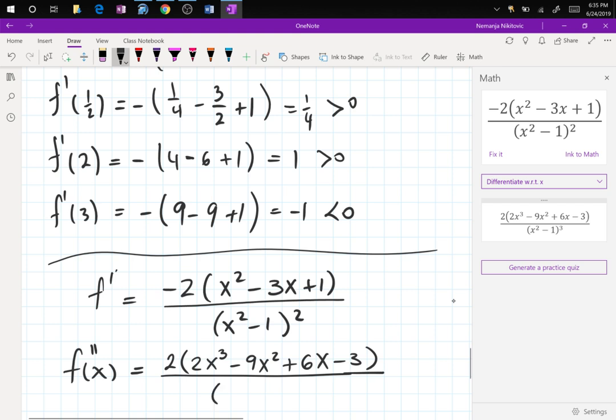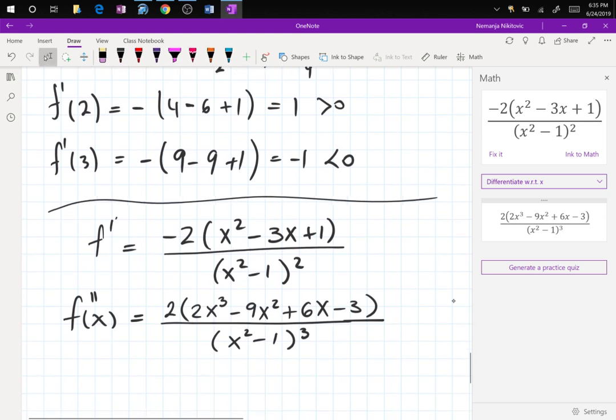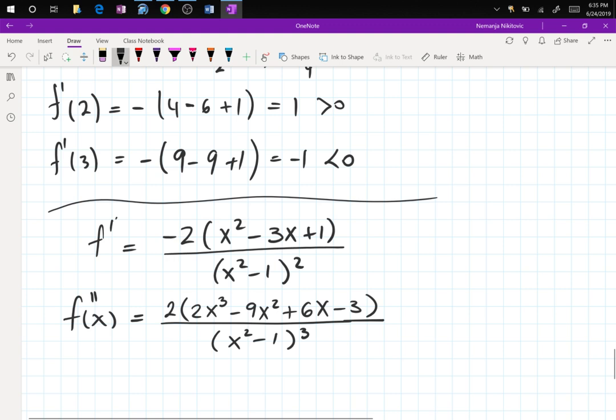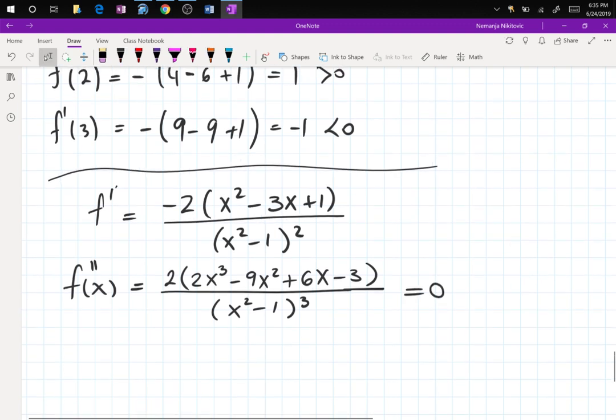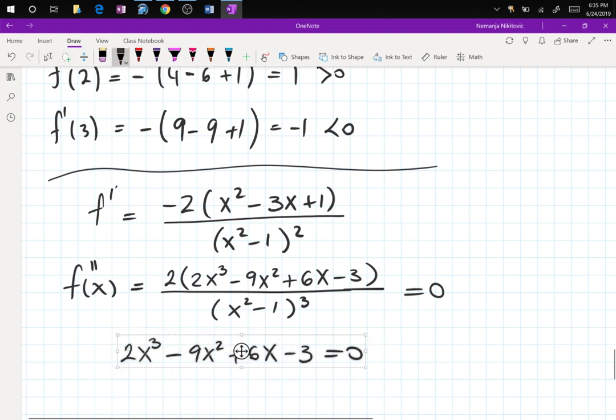Now that's all from the previous chapter. X squared minus 1 cubed. There we go. Set this equal to 0. The 0 will kill all of these, right? And we will just have to focus on 2x cubed minus 9x squared plus 6x minus 3 equal to 0. That's the only thing that we need to solve.